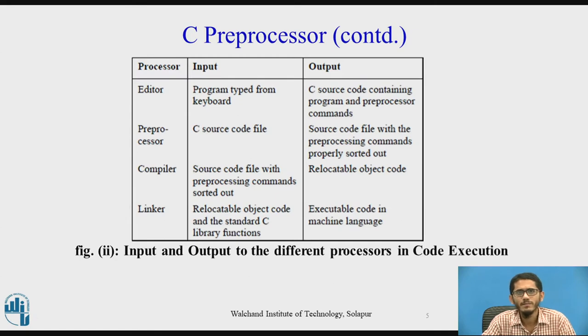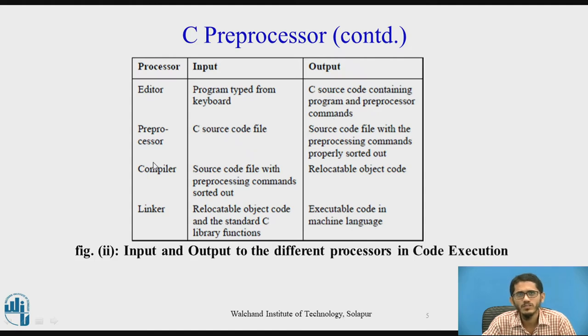So now we have different processors, so let us see what is the input and what output each gives. For an editor, what was the input? The input was a program typed from the keyboard by the user. And what output does it generate? It generates a C source code that contains the program and the preprocessor commands.